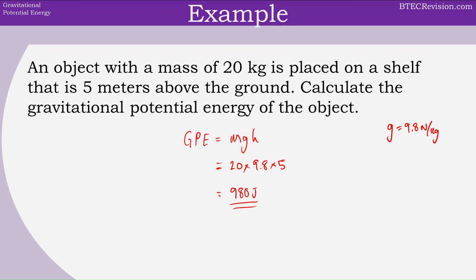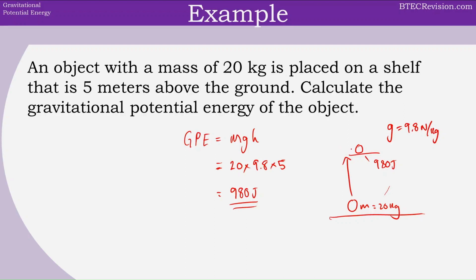So what does this mean? We have an object. Its mass is 20 kilograms. We place it up high from the ground on a shelf. So this object has now gained 980 joules of energy. And this can be transferred into other forms. And you will learn more about this next lesson.